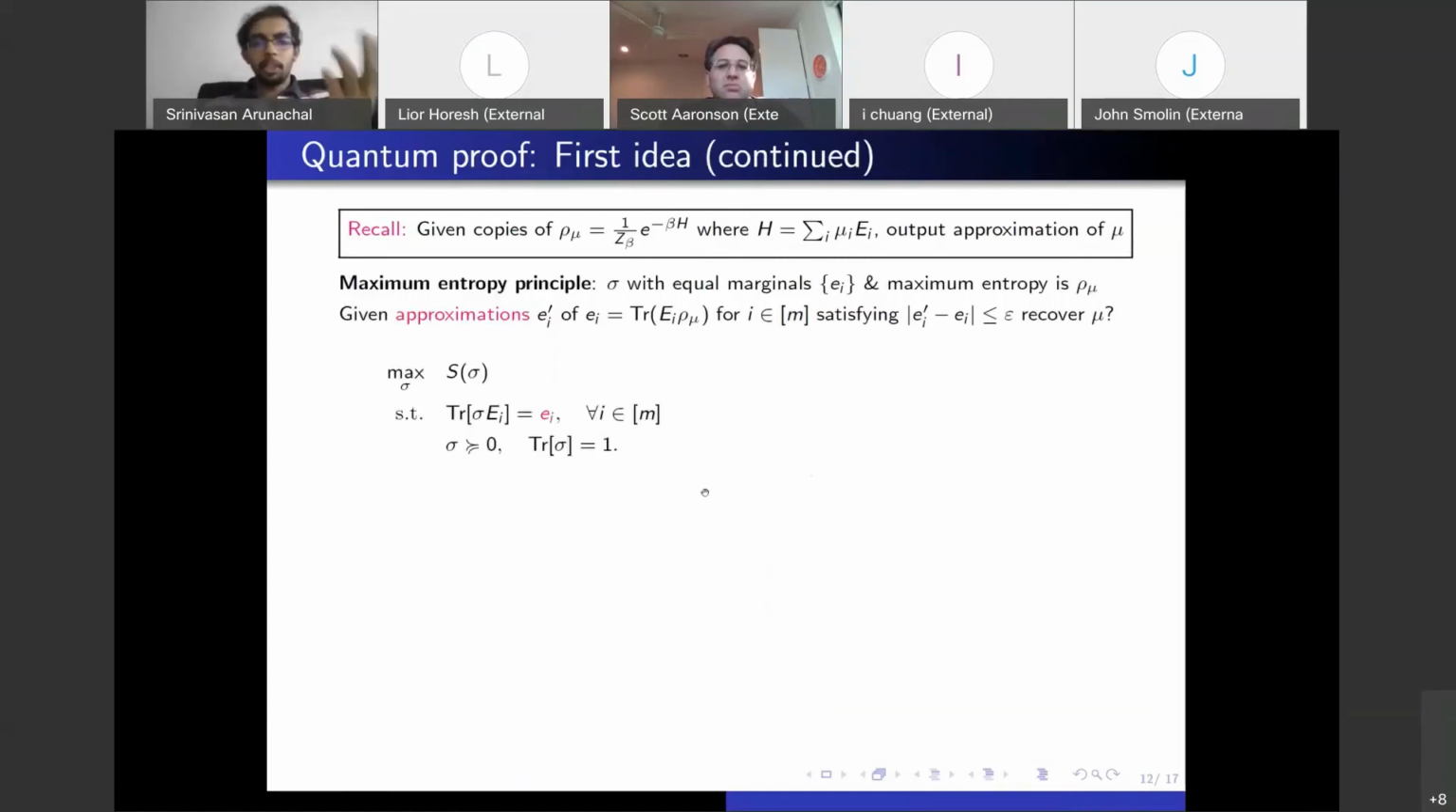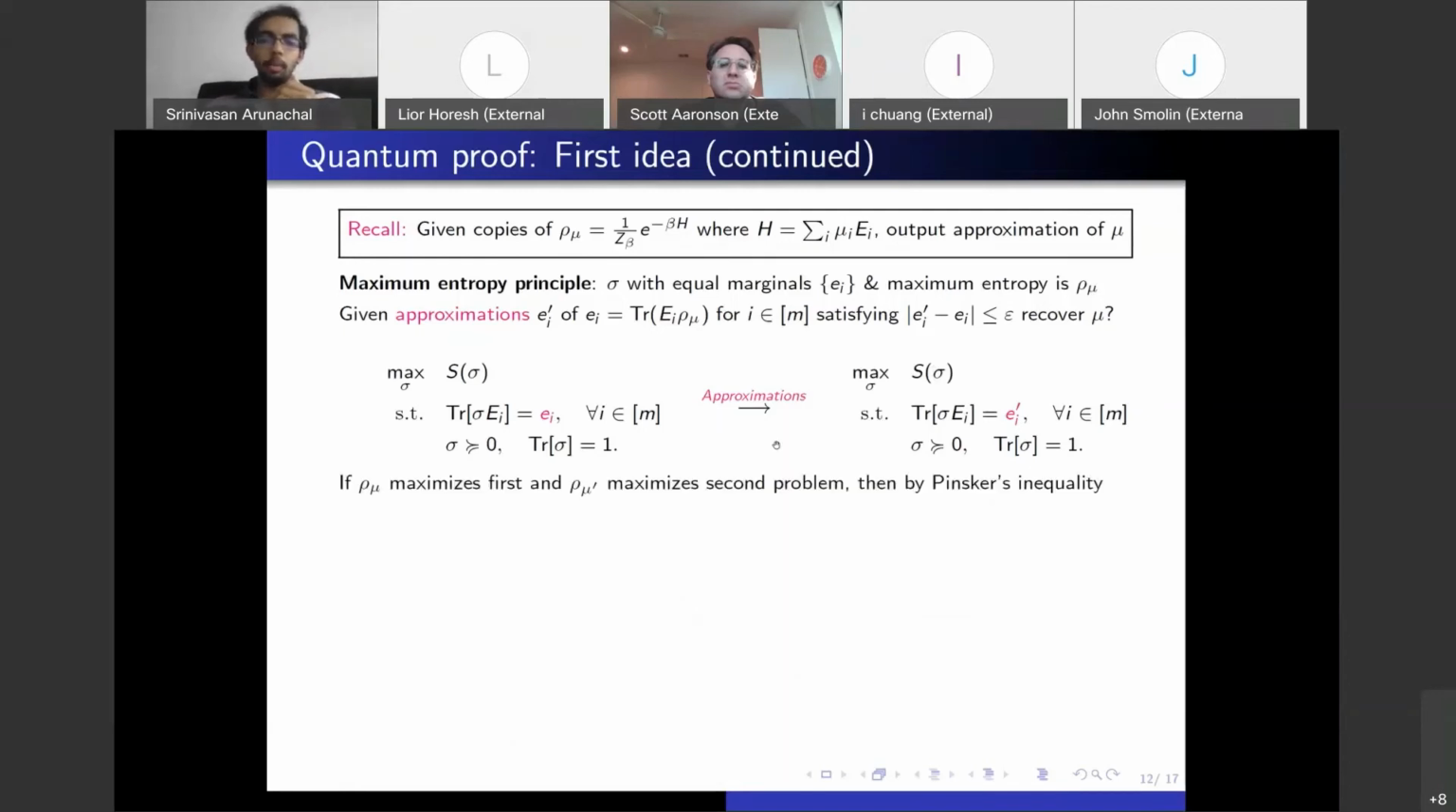Right, so this was the optimization problem that I wanted to solve in my previous slide. And as I said, because I don't have little EIs, I only have approximations, so I'm going to be solving this optimization problem. Right, and now the question is, let's say, for example, rho mu maximizes this thing, and I've shown that rho mu is exactly the Gibbs state that I care about. But unfortunately, I don't have EI in my hand.